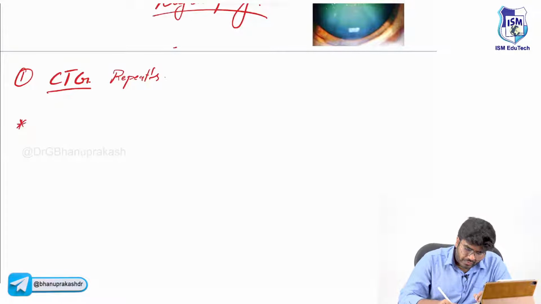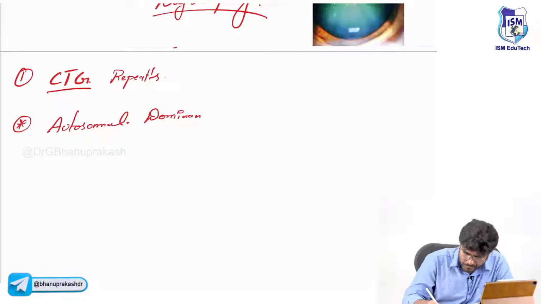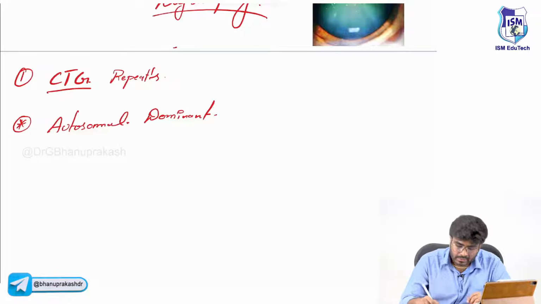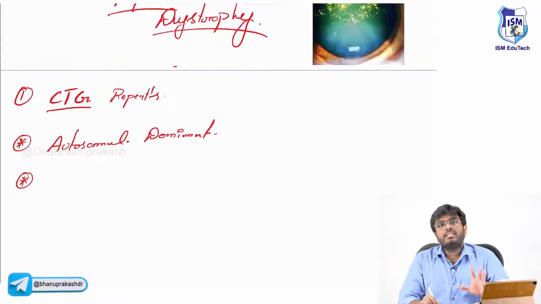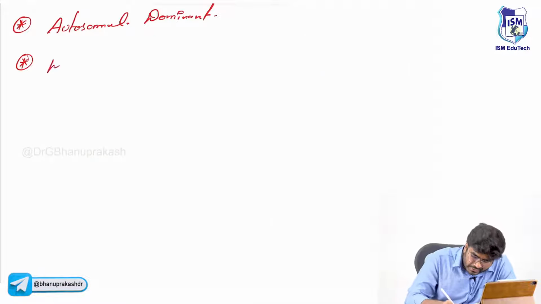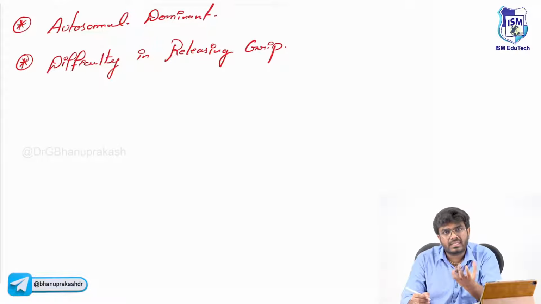This myotonic dystrophy follows which inheritance pattern? It follows the autosomal dominant inheritance pattern. Important points about this disease: patients who have myotonic dystrophy have difficulty in releasing the grip or the grasp.